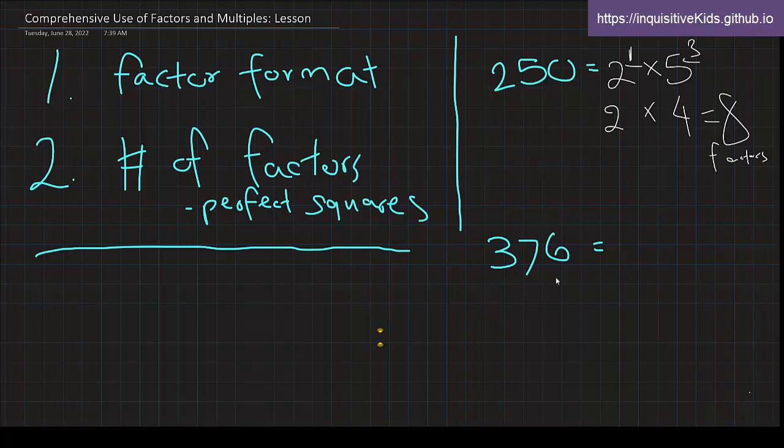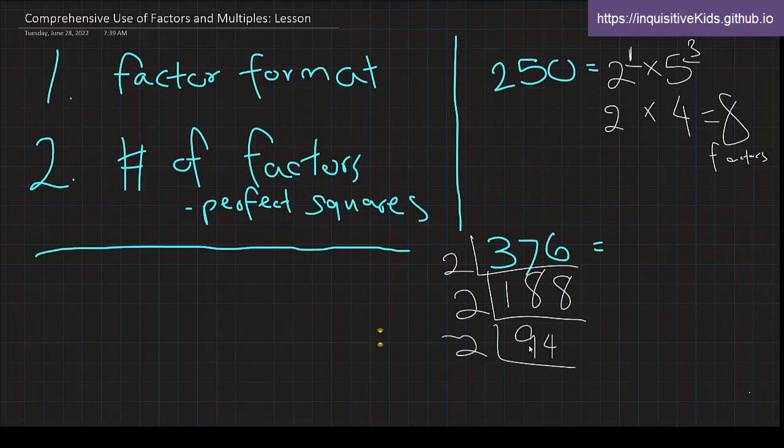Let's practice that on 376. 376 divided by 2, because we know it's even, so 2 would be the smallest prime factor. Now let's divide and we get 188. Let's divide that by 2 again. We get 94. Divide by 2 again and we get 47. 47 itself is a prime number, meaning we cannot go any further. So the prime factorization of 376 would be 2 cubed multiplied by 47. And remember, this 47 actually also has an exponent, and that's just 1.